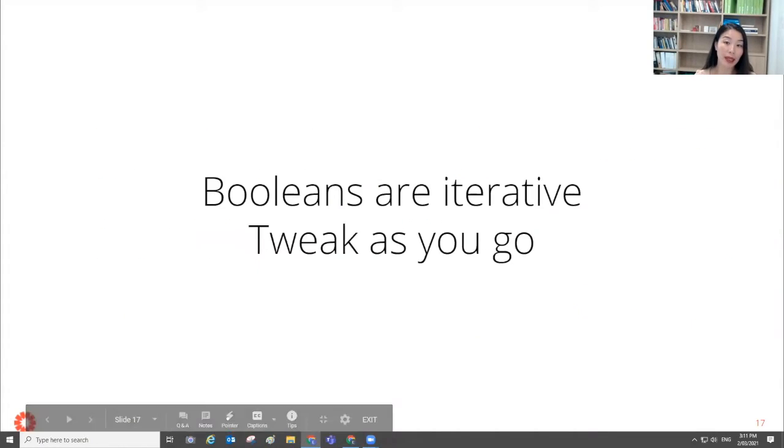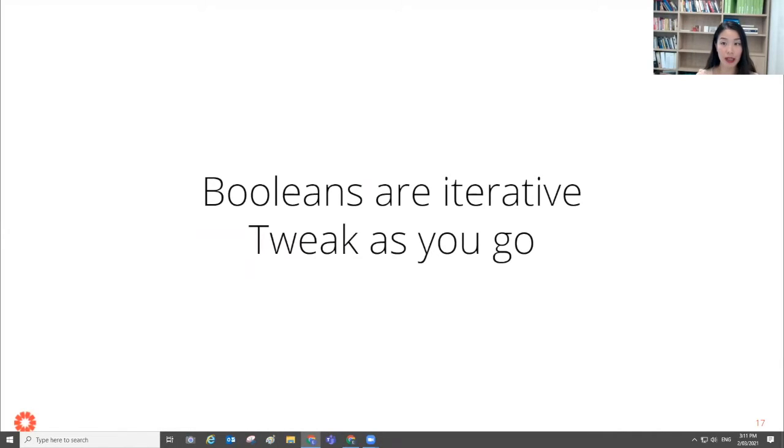One thing to bear in mind is that Booleans are iterative, so you have to tweak them as you go. It's not going to be the case where you write a perfect Boolean search query and then it gives you exactly what you want. It would be more like a work in progress. So you'll probably have to see what kind of results you're getting and see if they make sense. And if they don't, maybe it's because you forgot to capitalize a Boolean operator, or maybe you should group your words in a different way. So it's pretty important not to get frustrated and to try out different combinations.